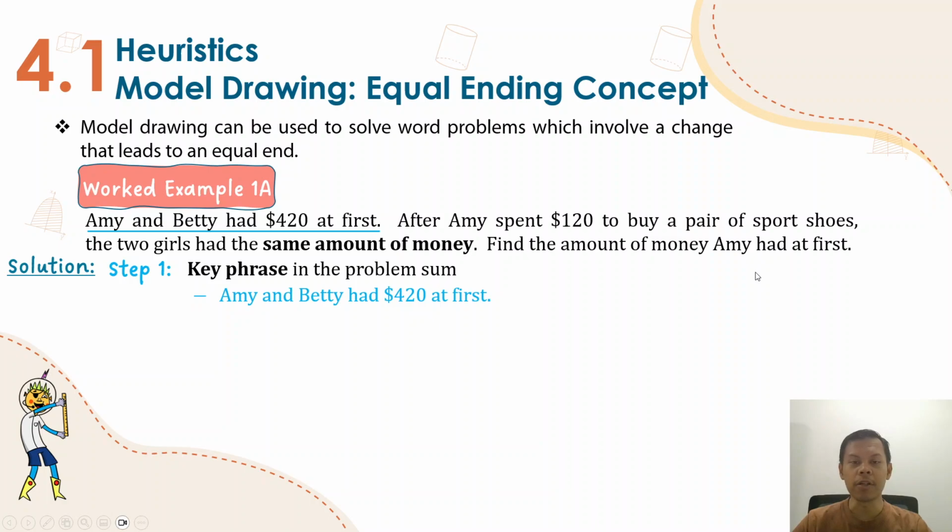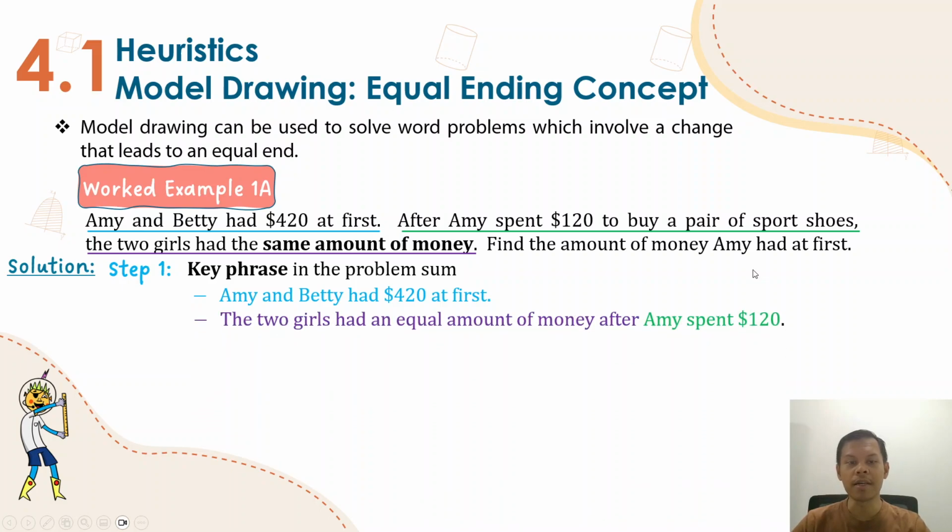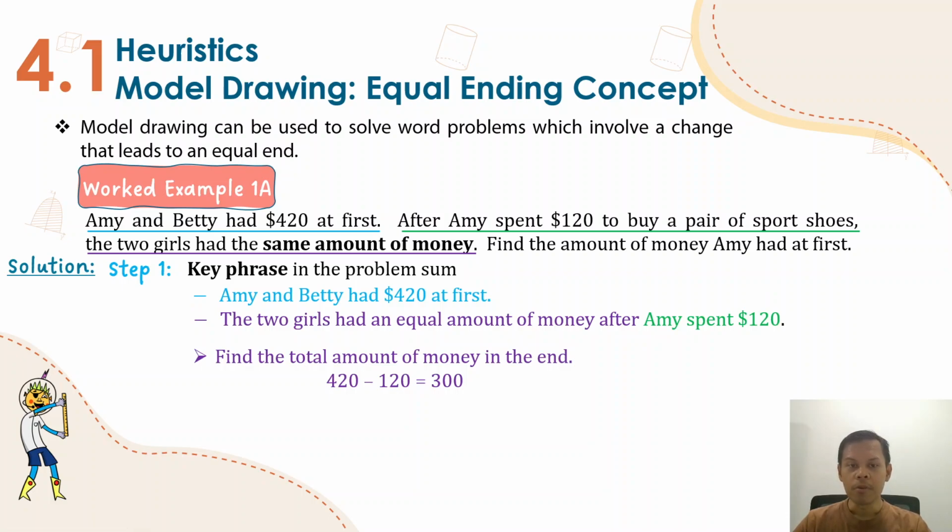Amy and Betty had $420 at first. So that's the first part. And then the second part is that the two girls had an equal amount of money after Amy spent $120. So we need to find the total amount in the end. So first thing, what do we need to do? 420, we need to minus the 120. Then we are going to get 300.